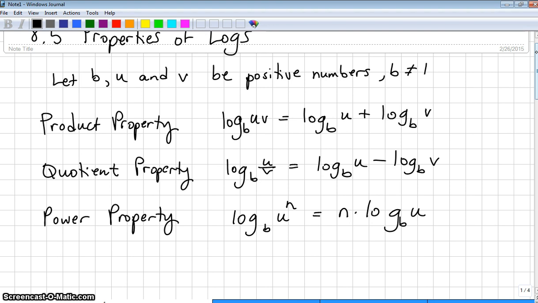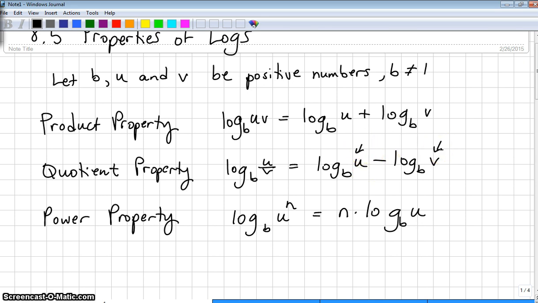The quotient property is second. The quotient property has to do with when the argument is a quotient, something divided by something. Log base b of u divided by v is the same thing as log base b of u minus log base b of v. So whenever our argument is a quotient, we can split it apart into two logarithms and subtract them. Notice that the numerator goes first, the denominator goes second.